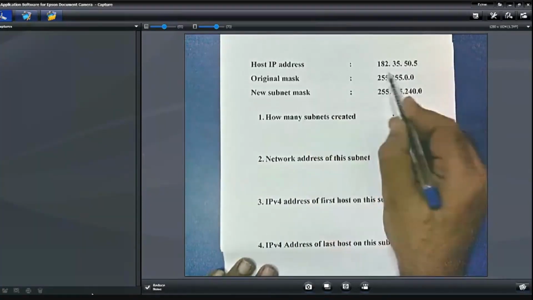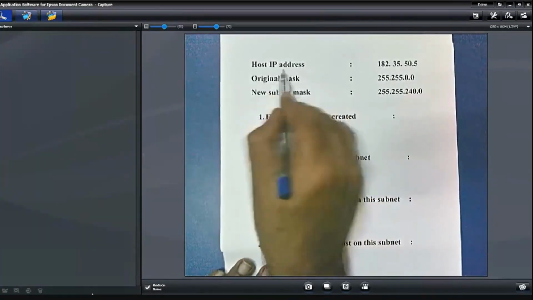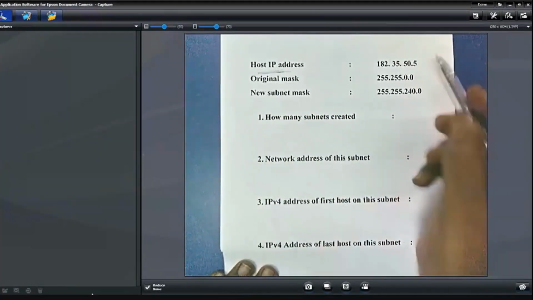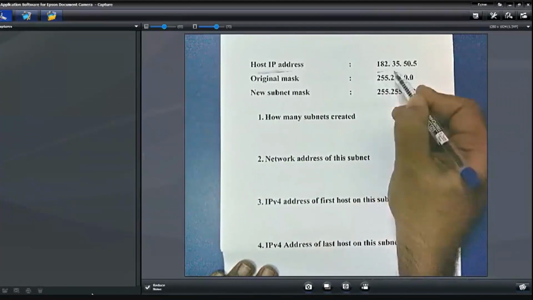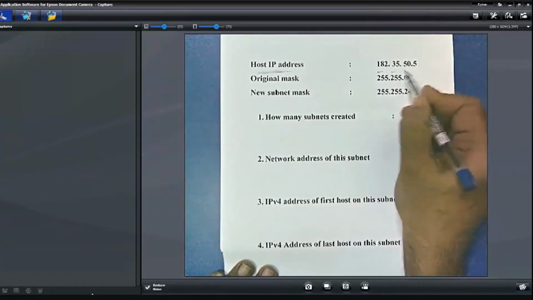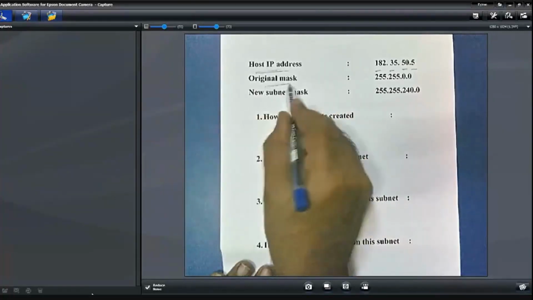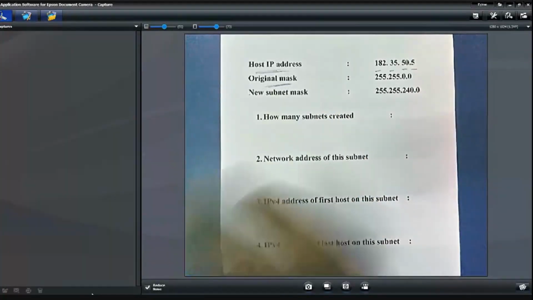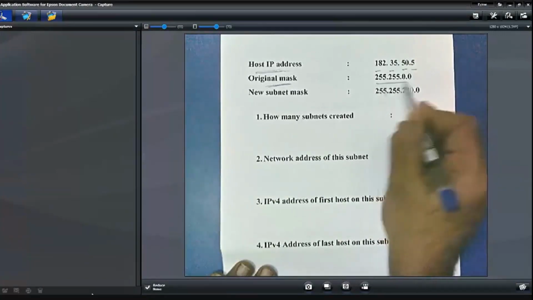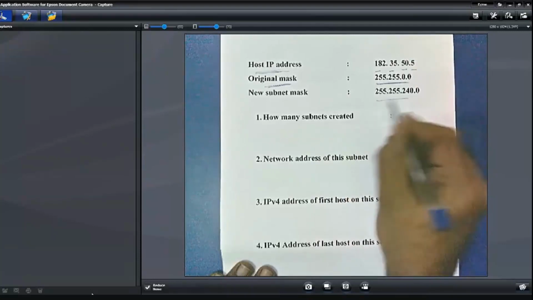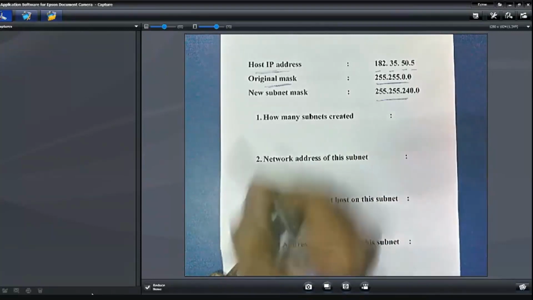They are giving one host IP address to you. What is that? 182.35.50.5. This is the IP address. Now the original subnet mask, the original mask means before subnetting, this is the original mask. Now they have done subnetting, and they are giving the new subnet mask.